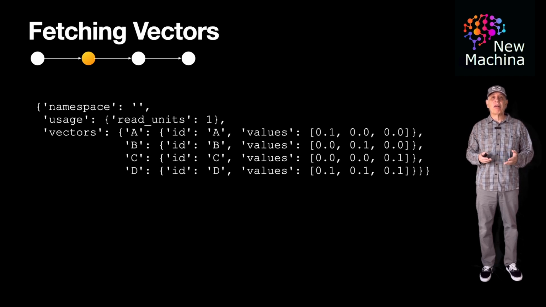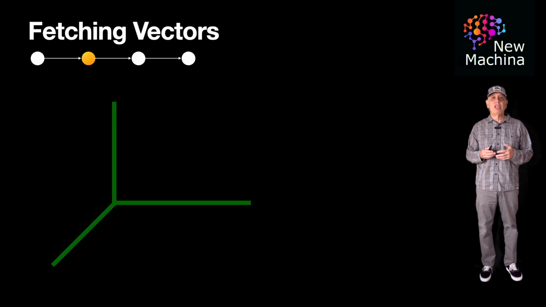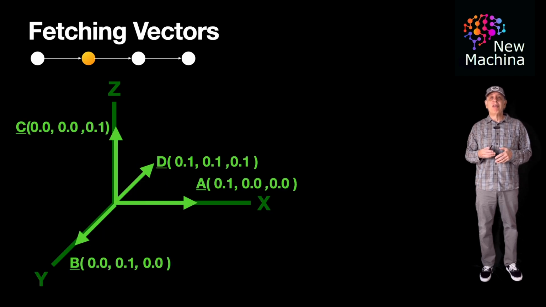Here are the results printed out to the console after running my Python script containing my upsert operation. You can see the vectors A, B, C, and D are all in the Pinecone index. When you use the fetch operation, you're simply performing reads on the vectors you specify in the call. So if you imagine these vectors in 3D space, you can see visually that we now have 4 vectors in the Pinecone index.